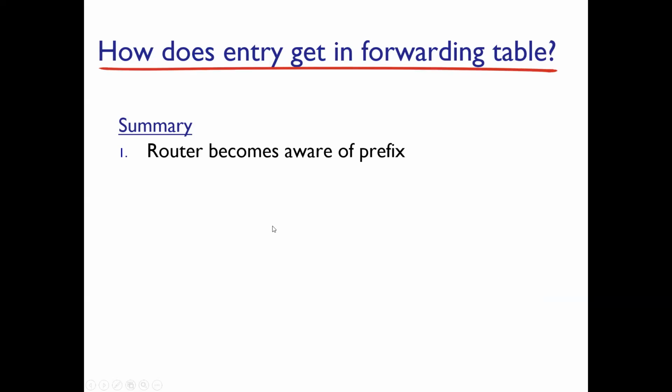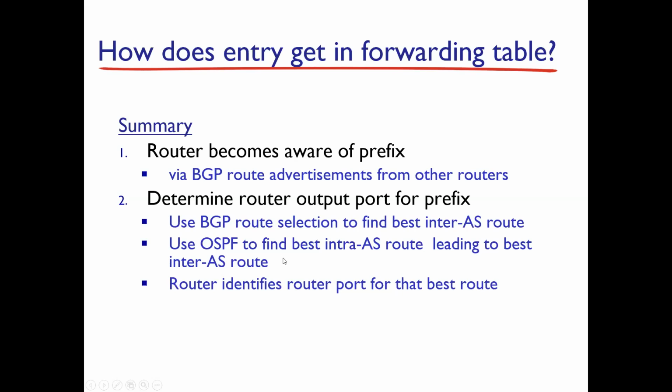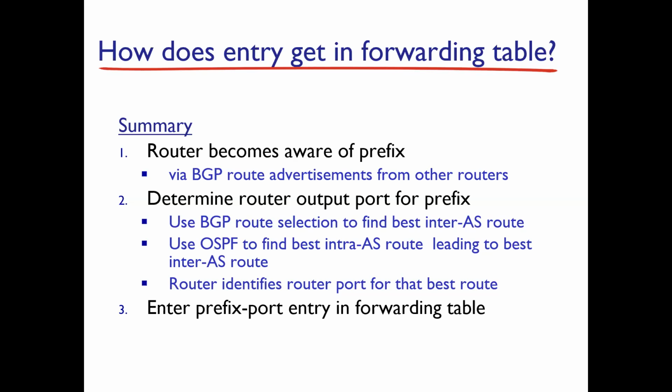So in summary, how does the entry get there? The router becomes aware of the prefix via BGP route advertisements from other routers. You determine the router output port for the prefix, and then you use BGP route selection to find the best inter-AS route. Then you use OSPF to find the best intra-AS route leading to the best inter-AS route, and the router identifies the router port for that best route, and वो entry आप फिर forwarding table में डाल देते हैं.